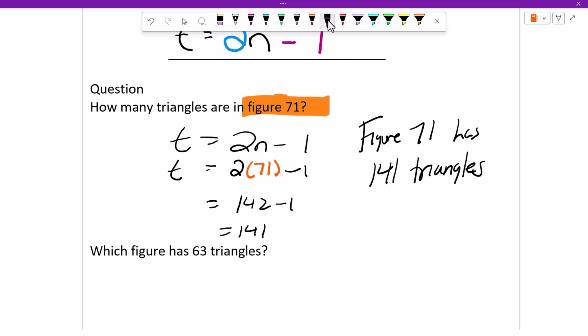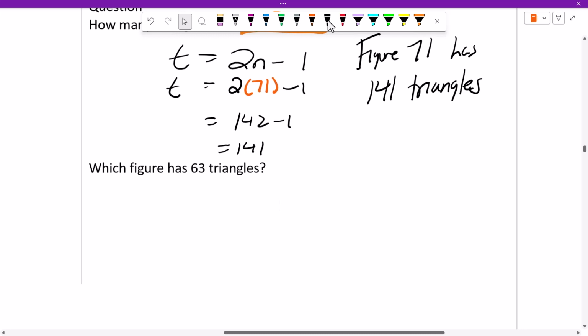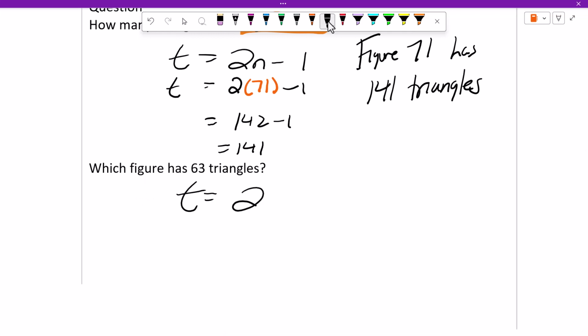And the only third other question I can come up with is, hey, there are 63 triangles. Which figure does it belong to? Right? So we're going to do one more question after this one. We have triangle, T equals 2n minus 1. Where does the 63 go? T or n? T. So 63 here. And now you solve it.